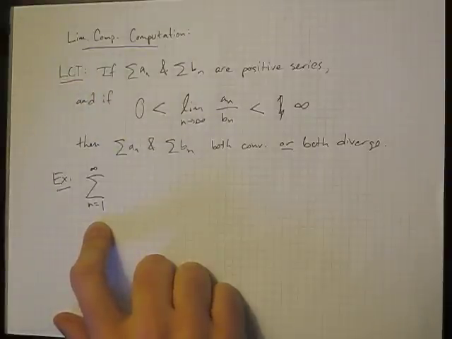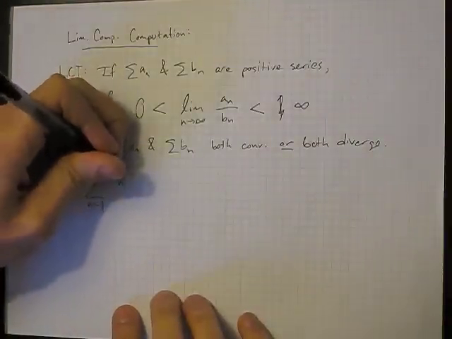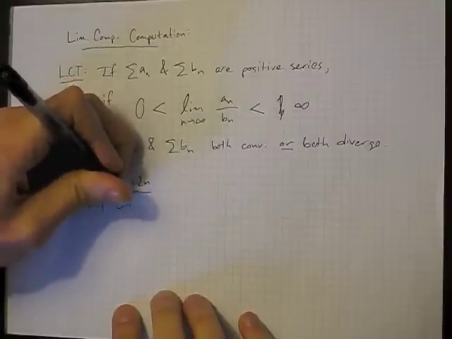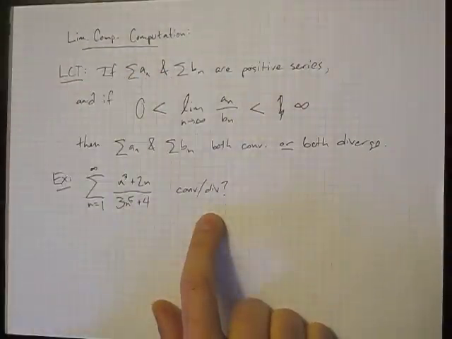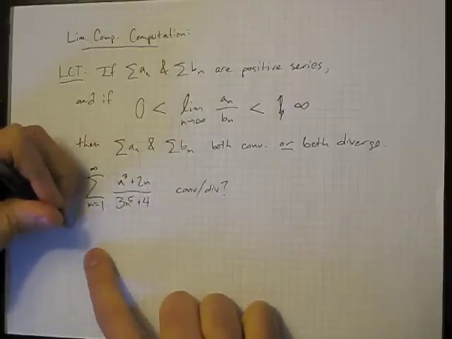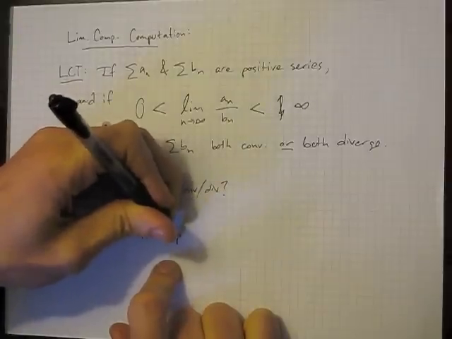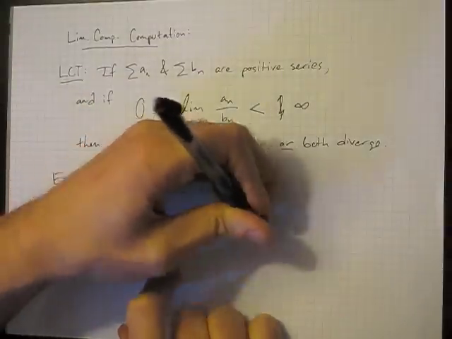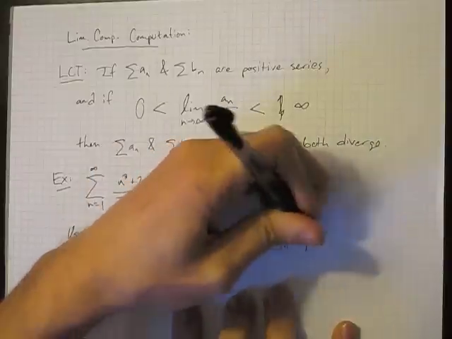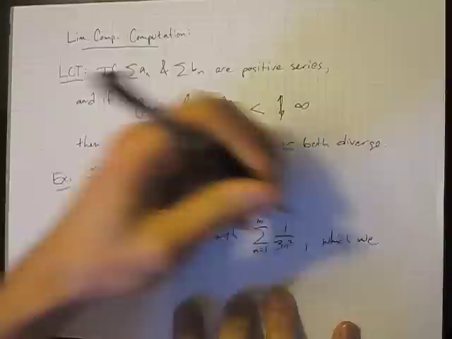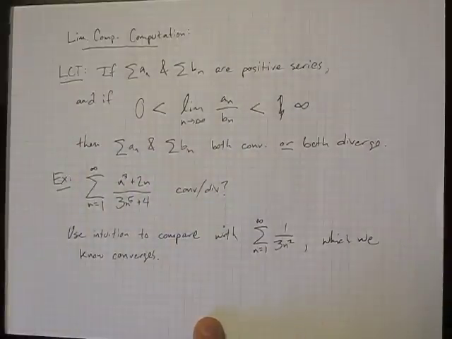So in practice, back to our example. What was the example again? I already can't remember. It is n cubed plus 2n over 3n to the fifth plus 4. Converge or diverge is the question. So we use our intuition to compare with the series 1 over 3n squared, which we know converges. And we apply the limit comparison test.